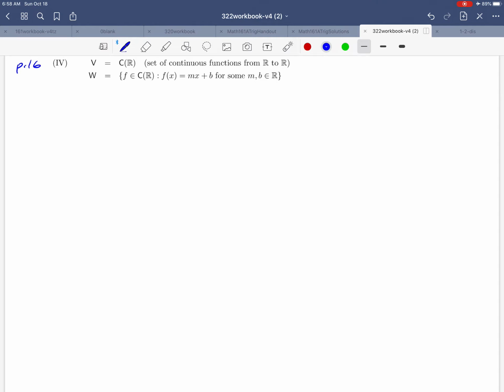And this is another example where they're giving us a vector space. In this case, C of R, the set of continuous functions from R to R, and they're asking us whether or not this subset, W, is a subspace of V.